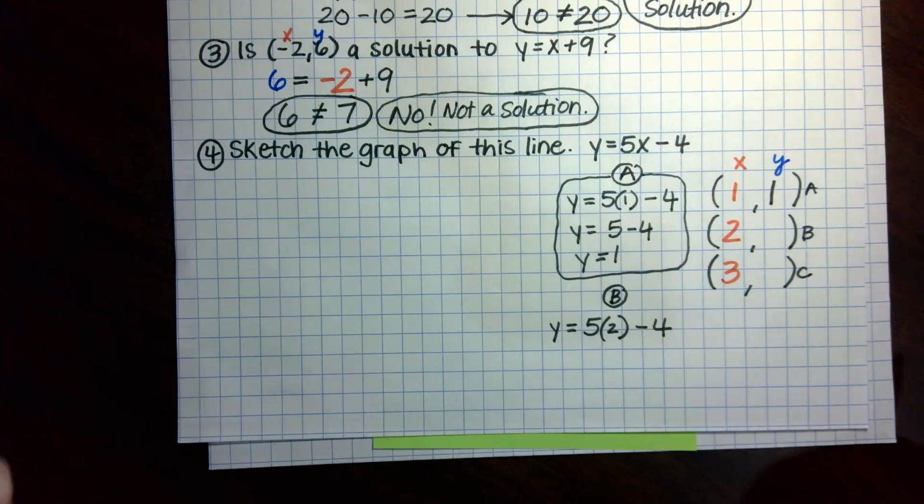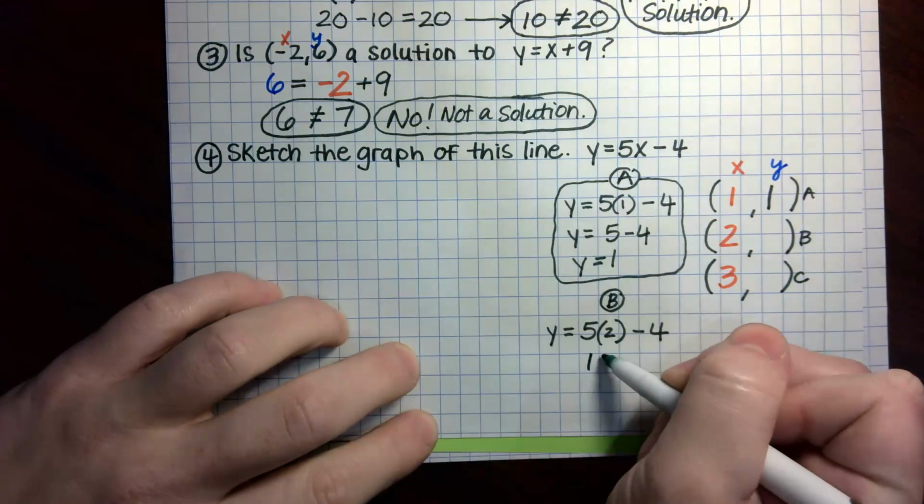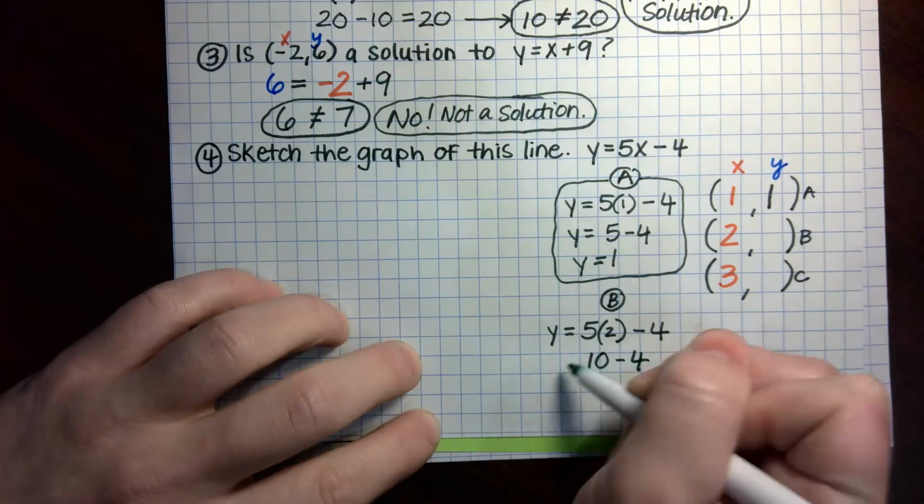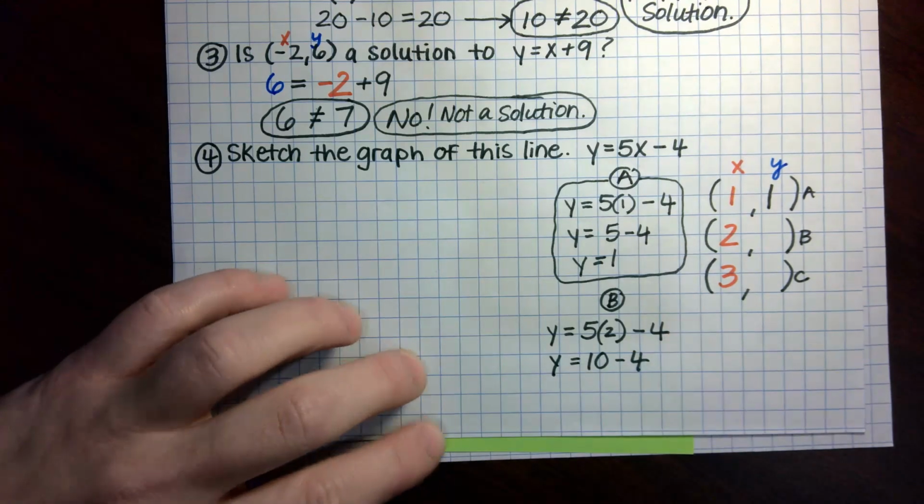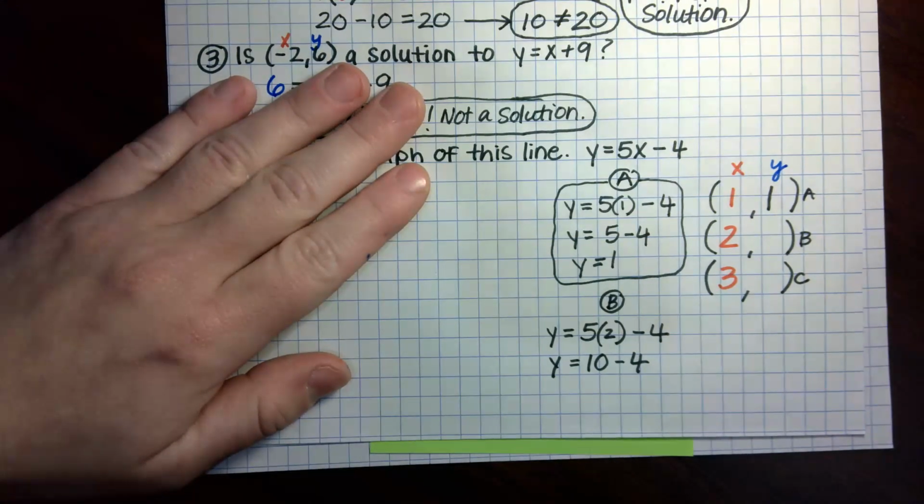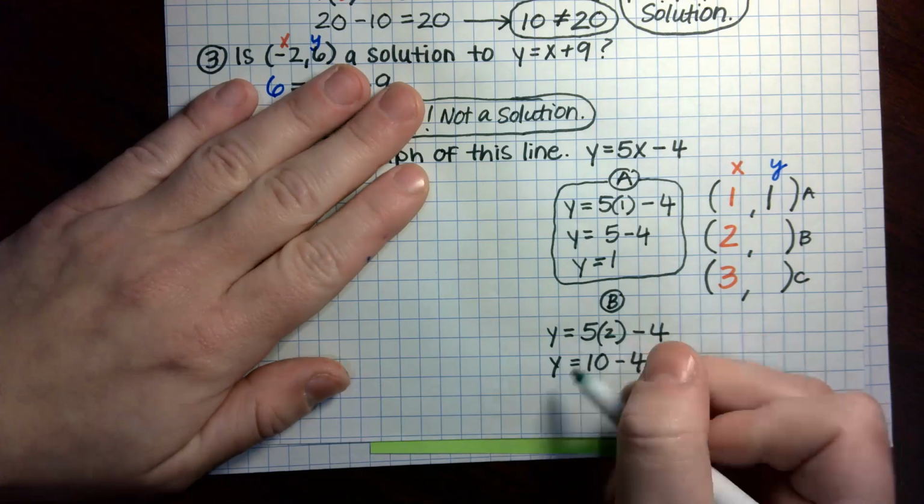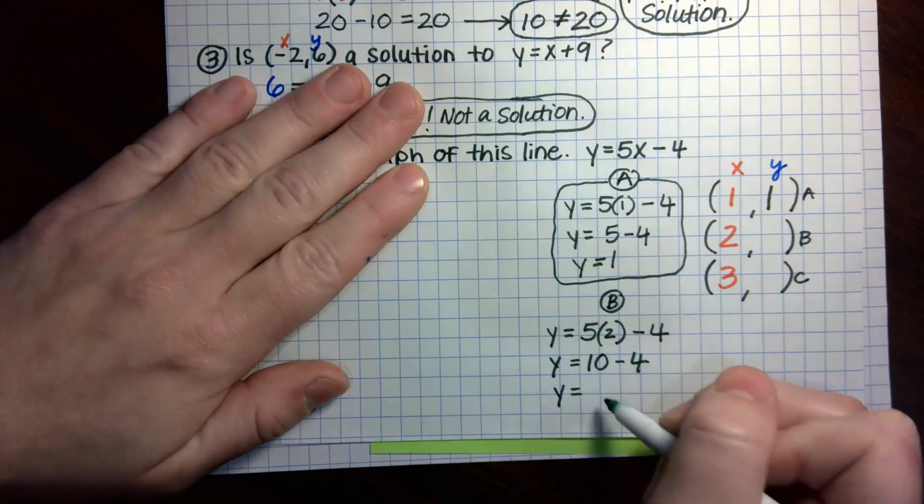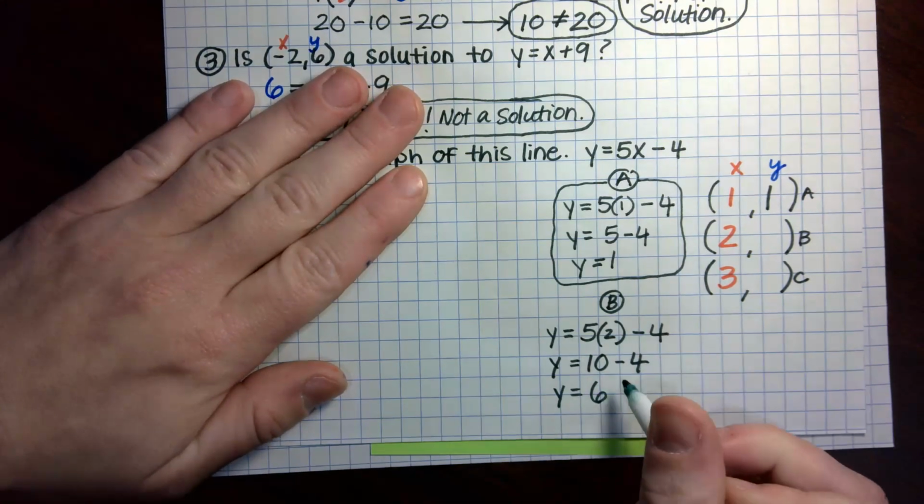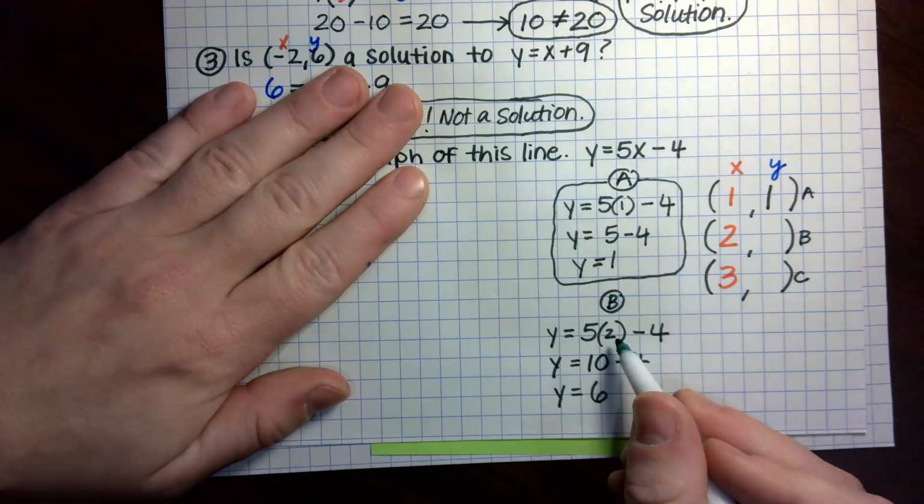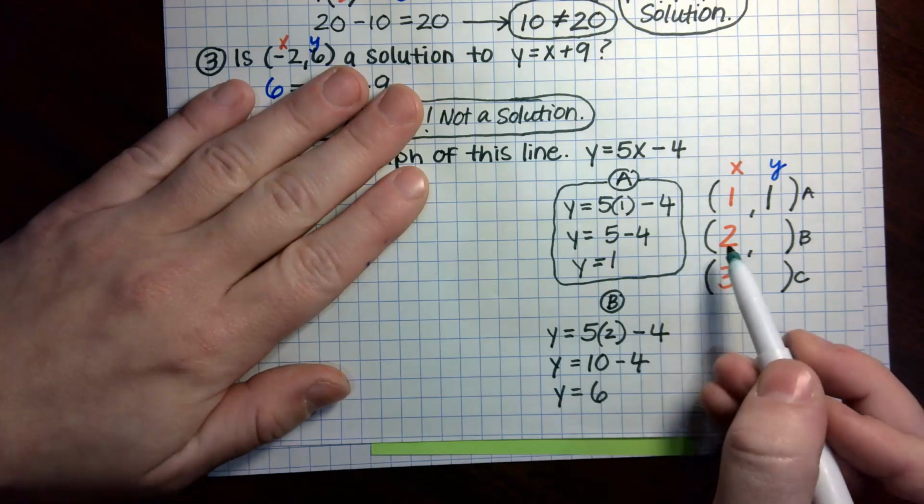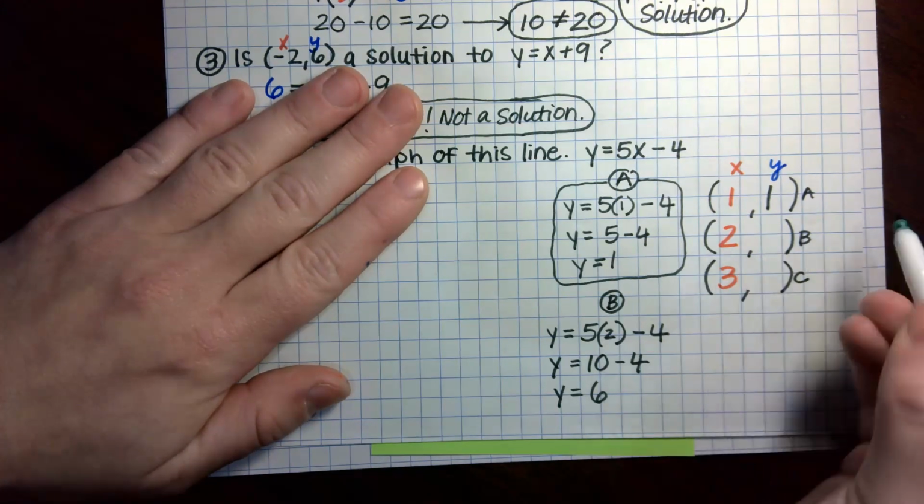Well, 5 times 2 is 10. Perfect. And I'll bring everything else down. Then what? 10 minus 4 is 6. Perfect. 10 minus 4 equals 6. So y is 6 whenever x is 2. So next to my 2 for x, I'm going to put 6 for y.